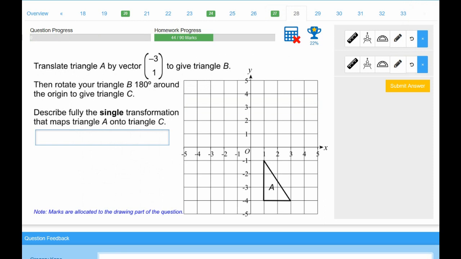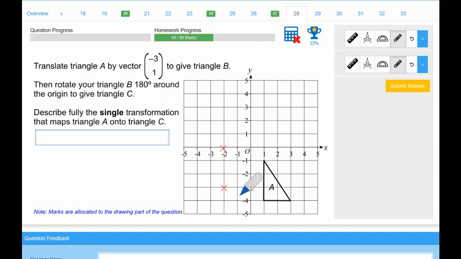Right, question 28. Translate this to give triangle B and then rotate that. Looks complicated, it's not. So first thing I do, I translate. That means 3 to the left and 1 up. Let's go. 3 to the left, 1 up. I have a vertex there. 3 to the left, 1, 2, 3, 1 up. Vertex there. 3 to the left, 1, 2, 3, 1 up. Now, because it's a translation, my new triangle should do exactly the same. That does look like the same size. That's good. I'm then told to rotate it around the origin.